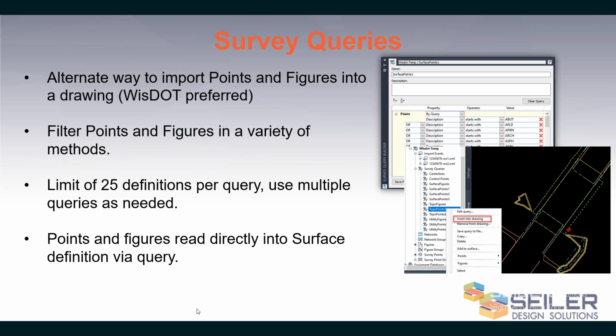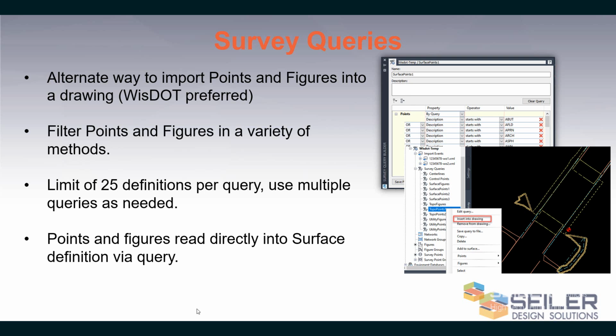Now, survey queries, it's just a way to filter points. So I could set up a survey query, give it a name, and use a lot of logical operators to filter out my points. Okay, the WisDOT template, when you copied that template over, it had them all in there. So we have one for center lines, control points, surface figures, 3 surface points, topo figures, 2 topo points, and 2 utility points. Why do we have so many duplicates? Because there's a limit of 25 definitions per query. So we have to use multiple queries to make sure that we can cover all the points that we need.